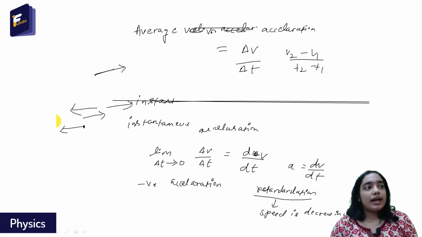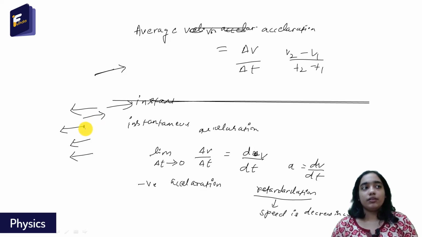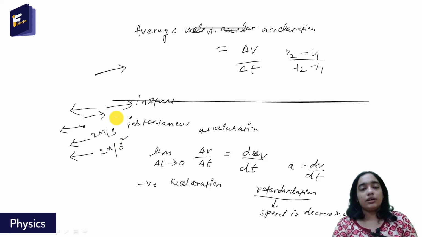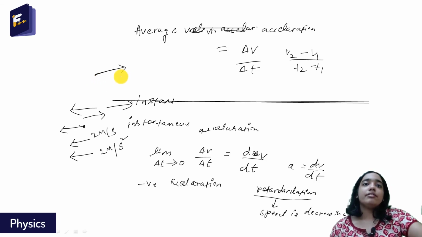But what if the acceleration is negative, but the velocity is also in the negative direction? You can see that this is the velocity, say 2 meter per second, in the leftward direction, that is the negative direction, and the acceleration, that is 2 meter per second square, is also to the left, that is the negative direction. If both have the same sign, then even after having negative acceleration, the speed of the particle will increase.